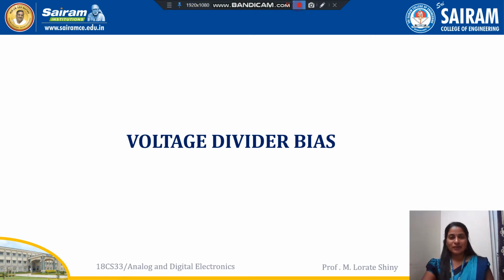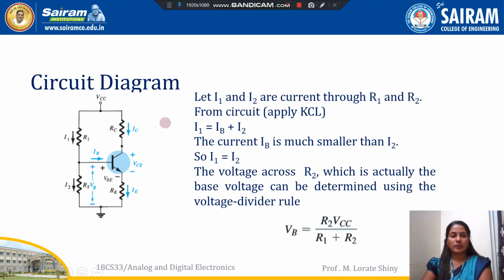Hello students, in this video I am going to explain about voltage divider bias. This is one of the biasing circuits to find the proper operating point for the transistor, BJT, bipolar junction transistor. This is a circuit diagram.